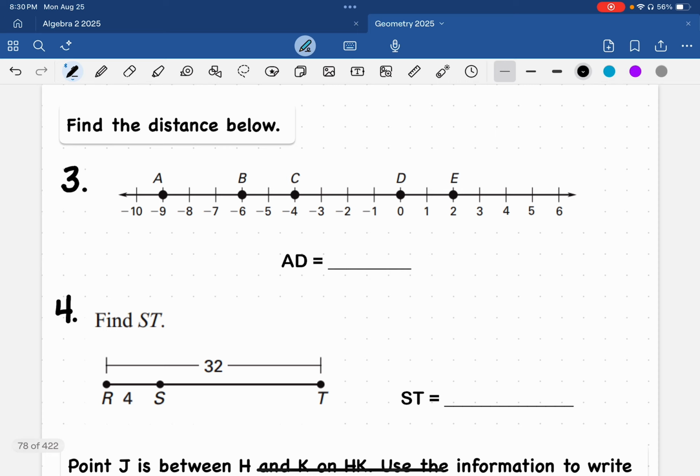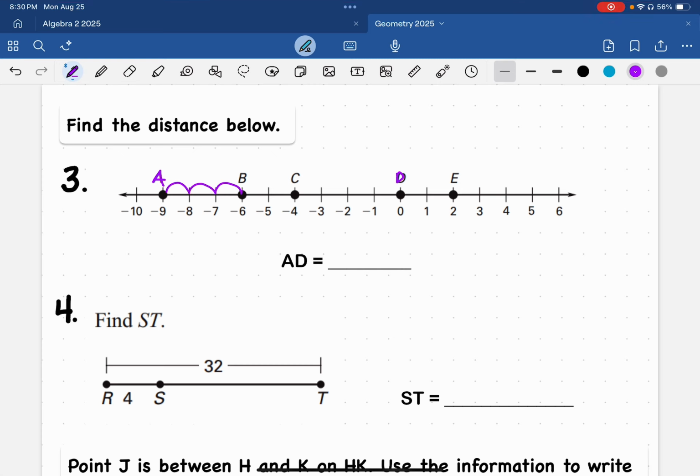Question number 3 is going to ask you to find the distance between 2 points on the number line. Ours is going from A to D. Just remember to take into account what scale the number line is going by. It's easiest to see over here in the positives. So this one appears to be simply going by 1. So I'm just going to find the letter A, and then I'm going to find the letter D, and I'm simply going to count between them.